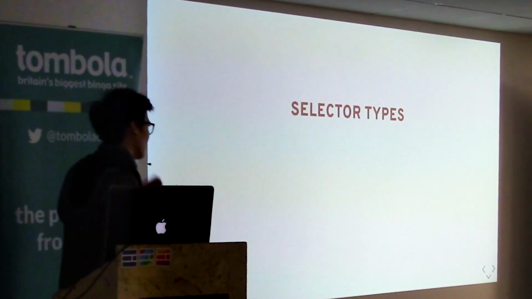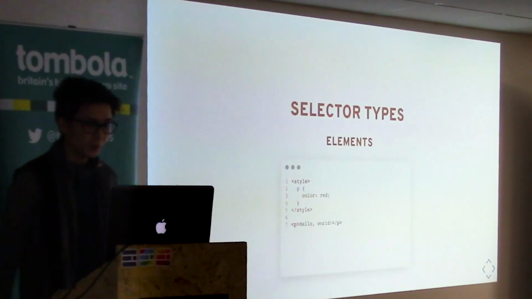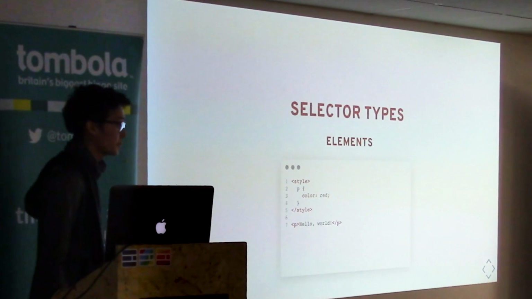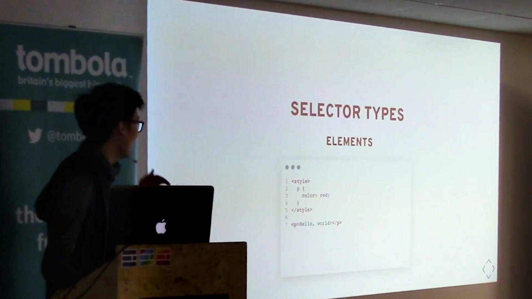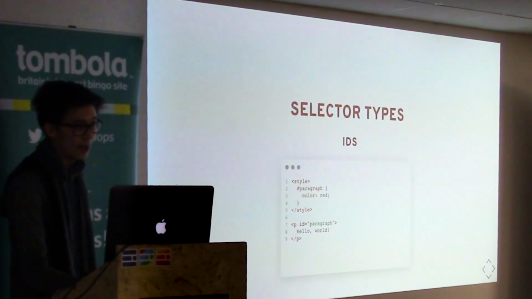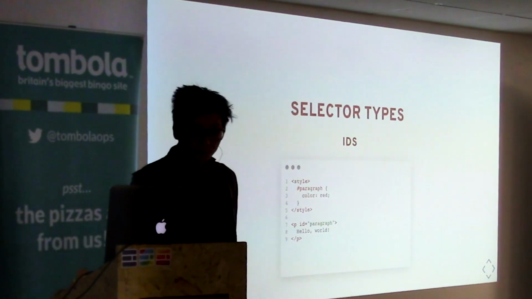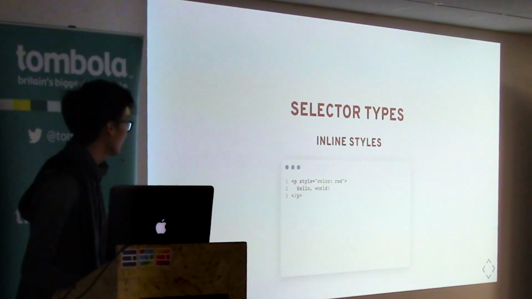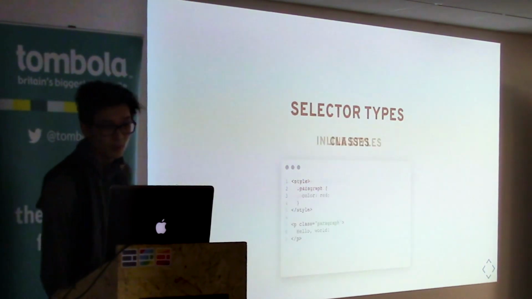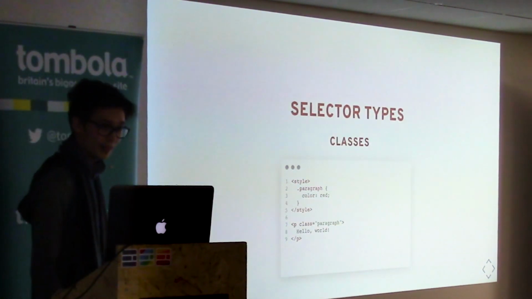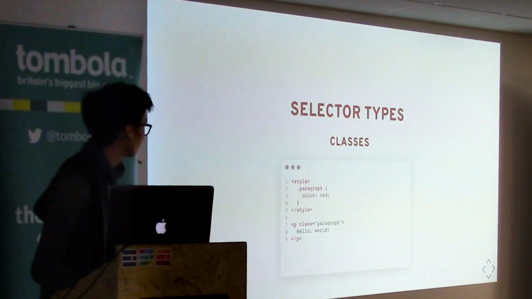So, to know about selector importance, we need to know about the different selector types. We're going to go through all of the different types that there could be. So we have elements. We've seen these. This is where it's just the element as the selector. We have IDs, denoted by the hash and the ID attribute. We have inline styles, where the CSS is directly inside the style attribute. We have class selectors, which are in the class attribute, denoted with a dot.